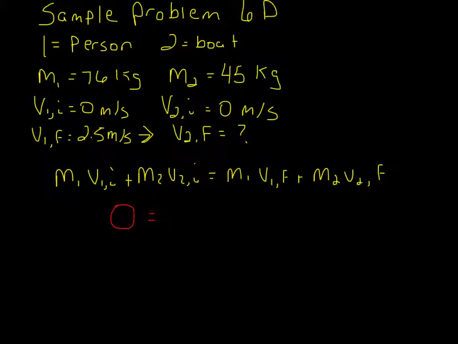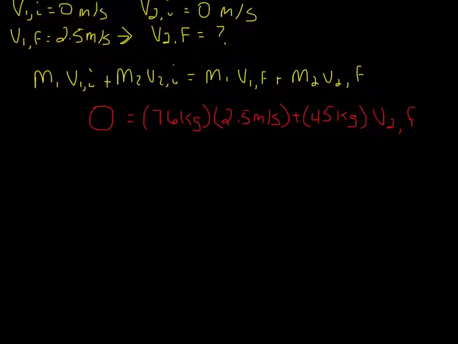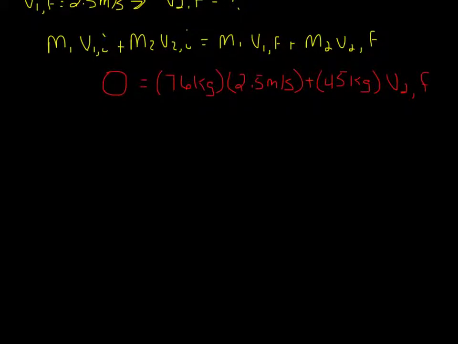So mass 1, 76 kilograms, times velocity 1 final, which is 2.5 meters per second, plus mass 2, that's the boat, 45 kilograms, velocity 2 final. That's what we're trying to find. So now I have my equation set up. And let's move this a little bit so we can work with it.